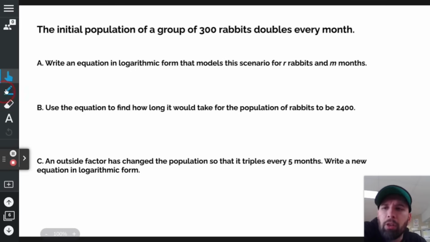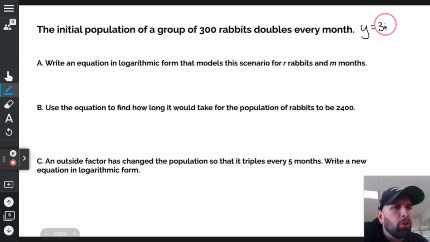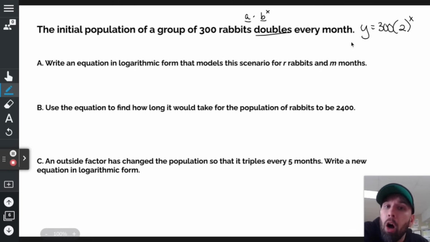Okay, so this is what I'm going to do. I'm going to start out by writing this out as an exponential function. So y equals, you start out with 300. Remember, exponential form is your initial value times your common ratio to the x power. A is what you start out with, so that's 300. My common ratio is doubles, which means 2 to the x power. Also, they want me to say r, and by they, I mean me, because I made this problem up, 2 to the m.